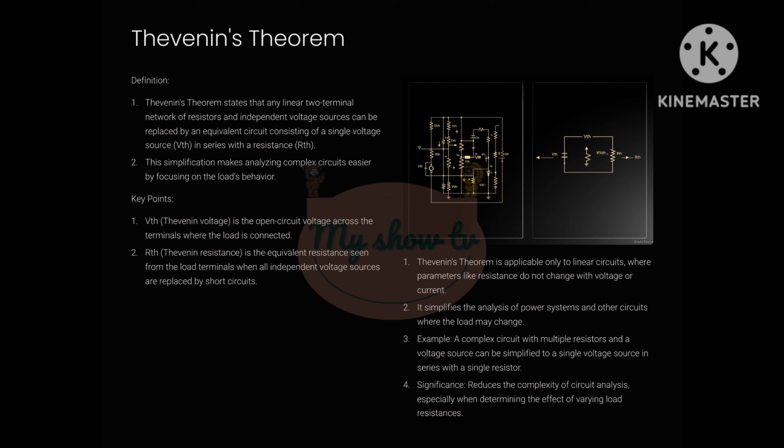This theorem is valid only for linear circuits, meaning the circuit's behavior doesn't change with changes in voltage or current. The theorem simplifies the analysis by reducing complex networks into a simple form, which is particularly useful when we want to study the effect of changing the load. Example: a network of a 12-volt battery and two resistors can be simplified to a 9-volt Thevenin voltage and a 4-ohm Thevenin resistance, making analysis much easier.